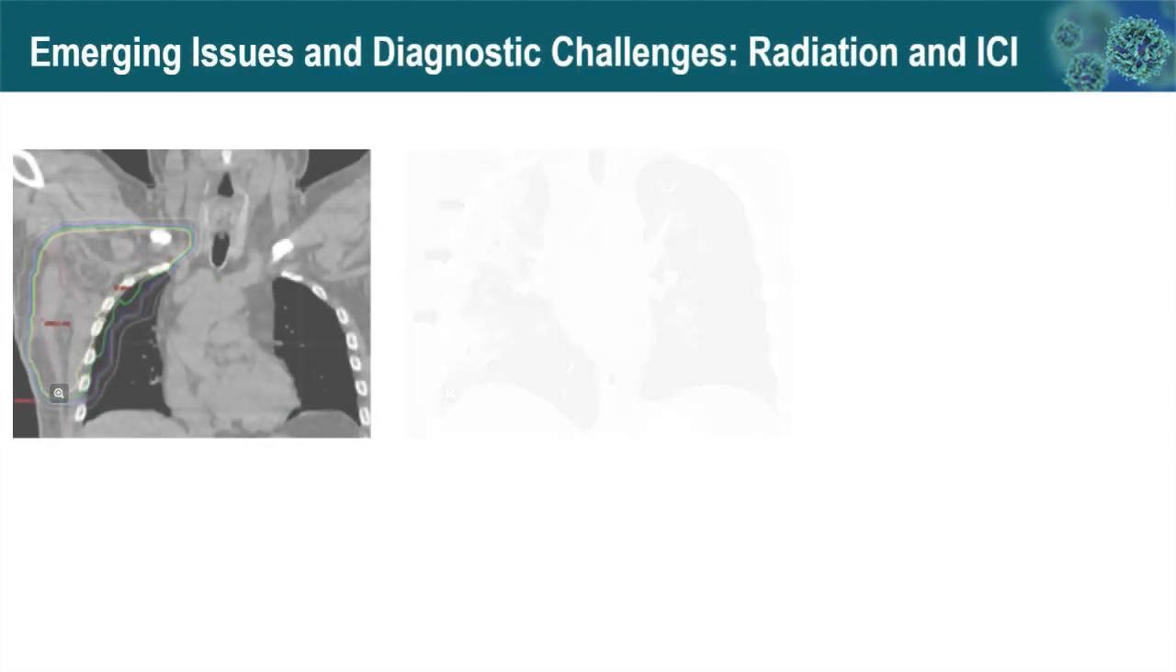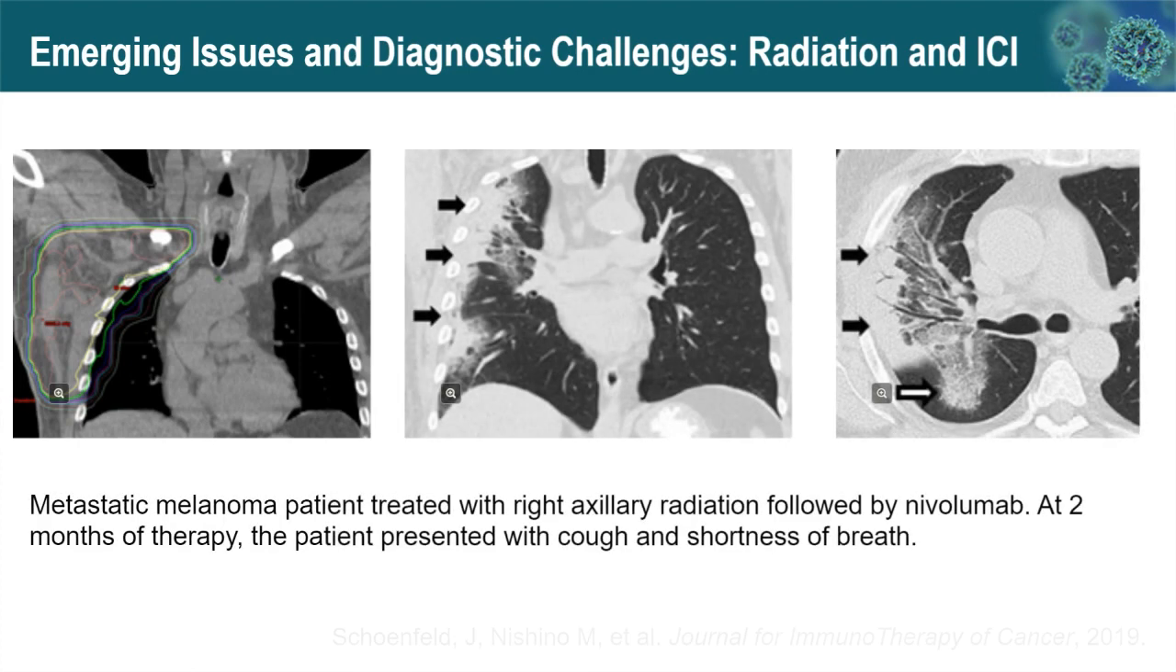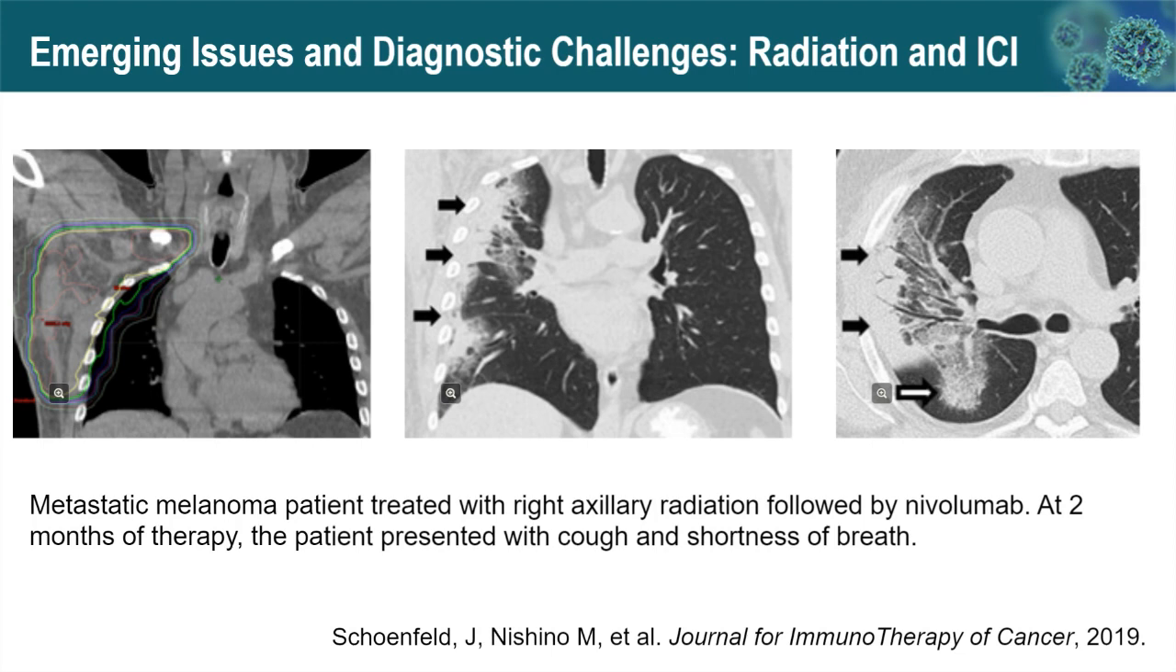I'd like to just show you an example of pneumonitis in patients treated with a combination of radiotherapy and immunotherapy from our recent publication. This is a melanoma patient treated with right axillary radiation followed by nivolumab. At 2 months of therapy, the patient presented with cough and shortness of breath, so clinically pneumonitis, and the CT scan at this time showed this consolidation in the periphery of the right lung corresponding to the radiation field, but there is a focus of ground glass opacities pointed out by a white arrow that is beyond the radiation field.